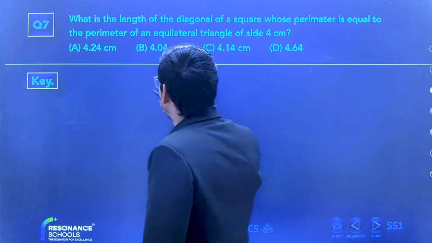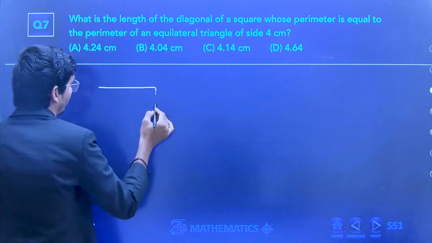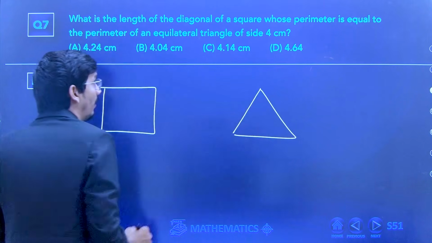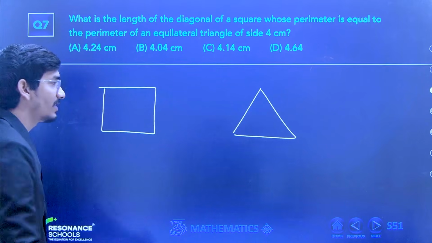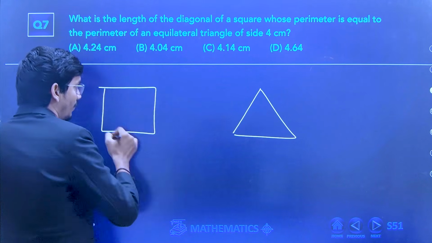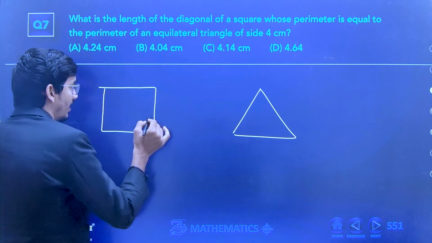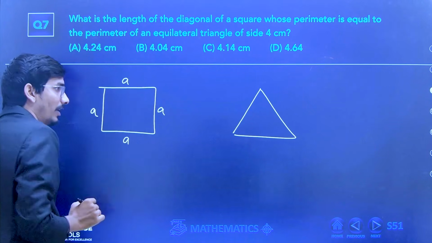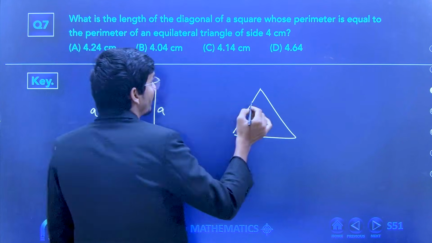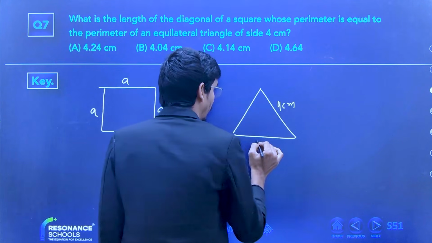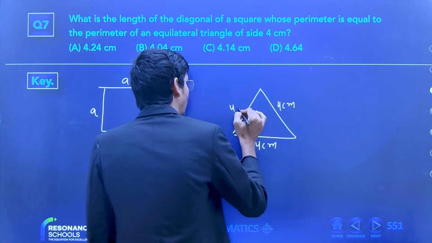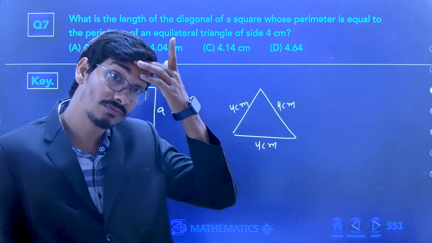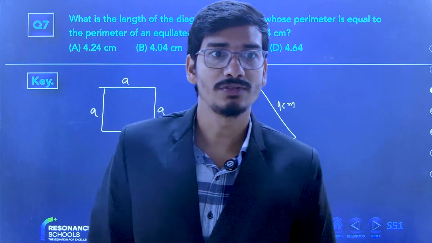In this question, it's telling that a square and a triangle have the same perimeter. So let us suppose the side of the square is A. All sides are the same, beta, A, and the equilateral triangle has side 4 centimeter, and since it is equilateral, all sides are also the same.